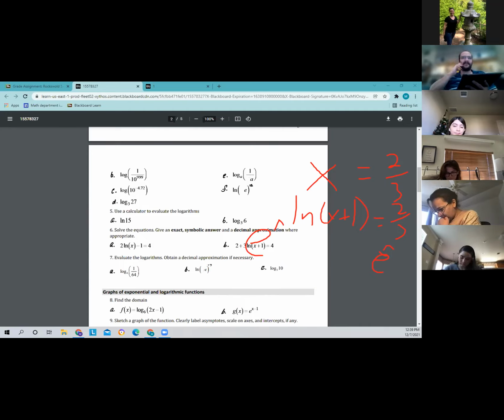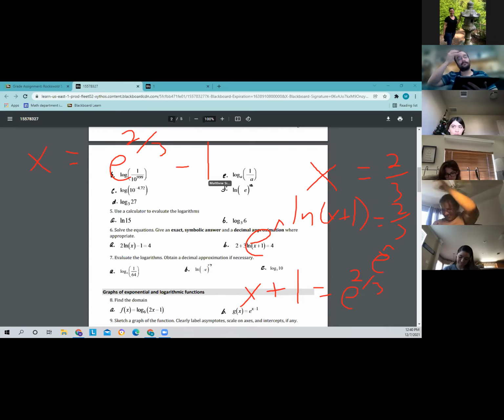And on the left, what do we get if we do that? x plus 1. Yeah, that was the whole goal, to get rid of that ln by exponentiating. So we get x plus 1 equals e to the power 2 over 3, and then we're one step away. Move your plus 1 to the other side, so it's minus 1. So x equals e to the 2/3 minus 1. That's it.